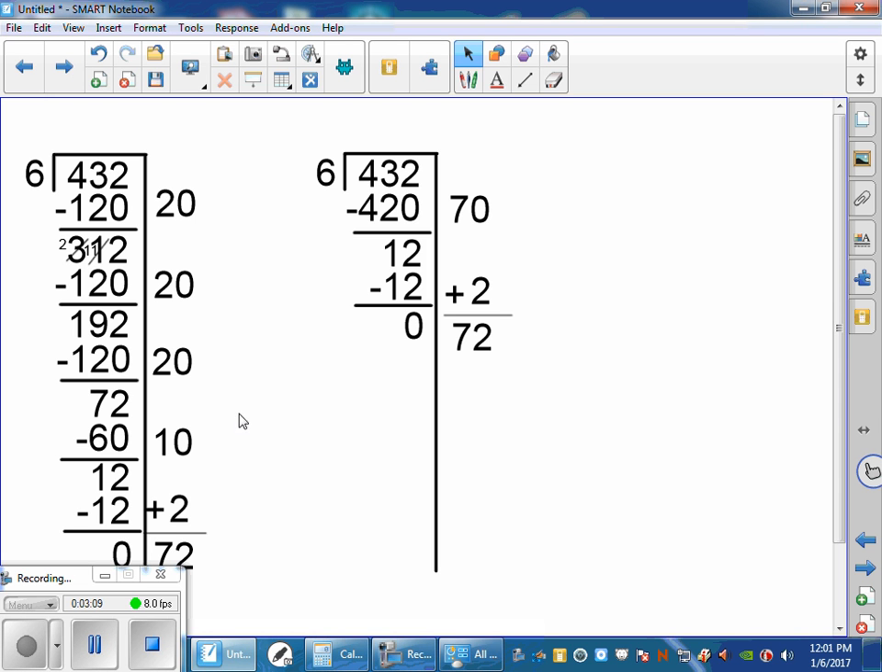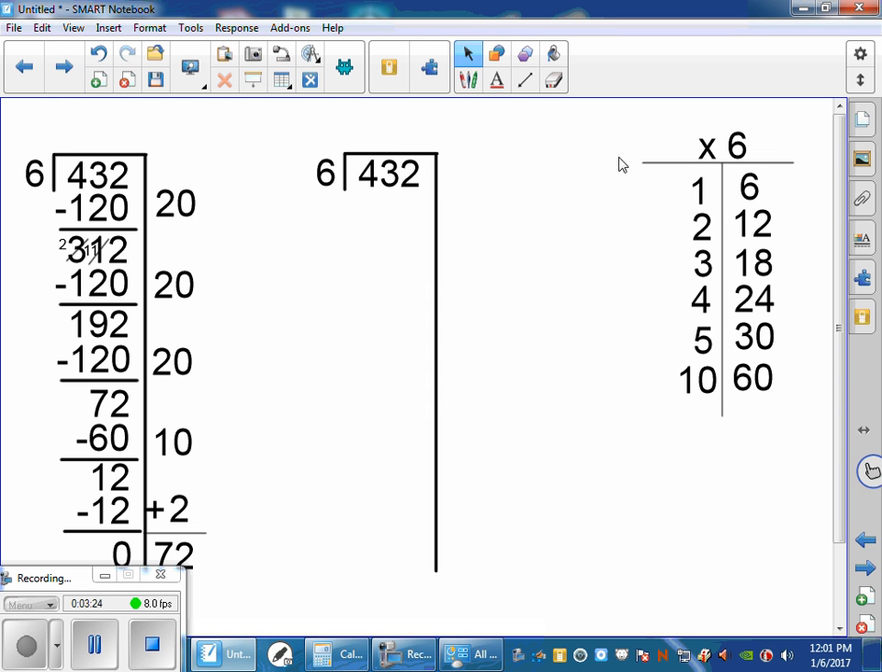Another strategy that I've taught the students today was to set it up a little bit differently. I put some scaffolding in place or some supports that might help them. So same way of setting it up, 6 and 432, and then we created a T-chart. Now this is for the students who are uncomfortable with their basic facts. The T-chart can help them. So it's a times 6 T-chart, so 1 times 6 is 6, 2 times 6 is 12, and so on. We go to 5, but the students could go all the way to 10.